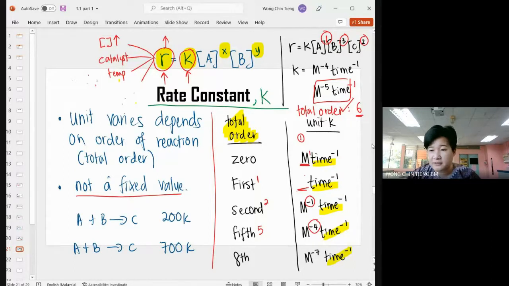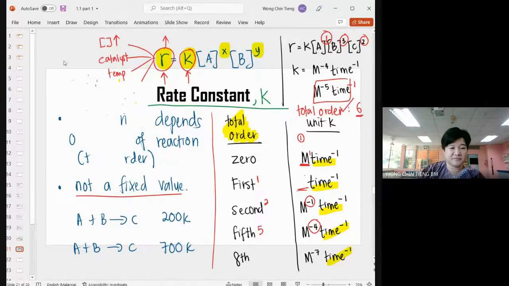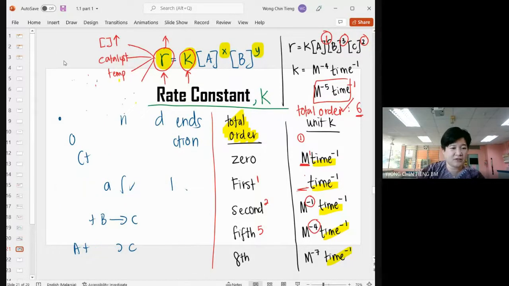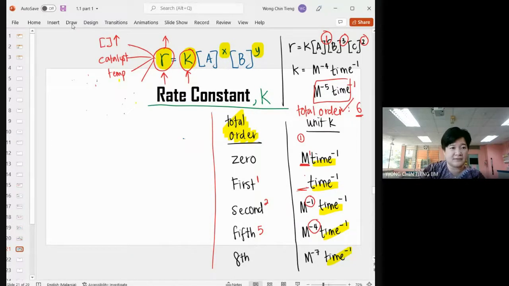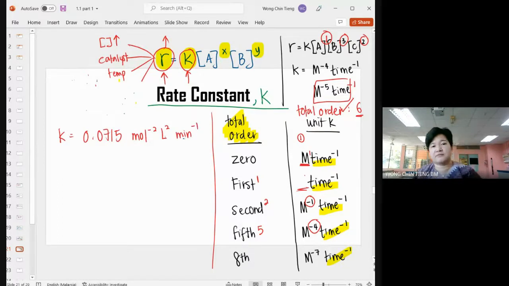Any questions on rate constant? No? Okay, no questions. I have a question. My questions never stop, by the way. If the question starts off with this, I give you the K value and you need to identify what order it is. Let's say I have a reaction with K equals 0.0715 mole negative 2 liter 2 minute negative 1. Order of reaction?